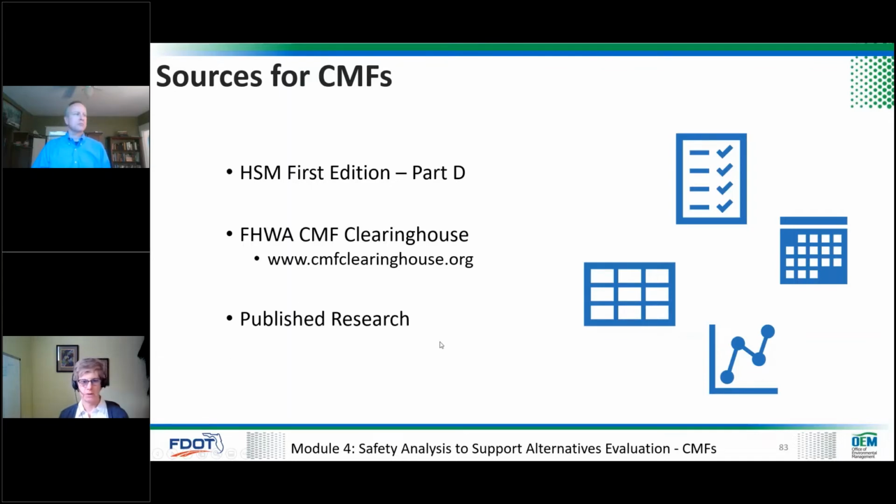If it's not in the manual and not in the clearinghouse, there is lots of published research. If you're going to use published research, you want to think about it in advance.